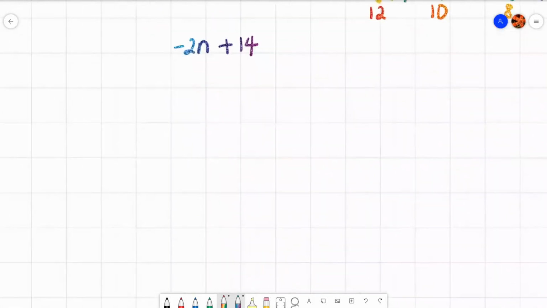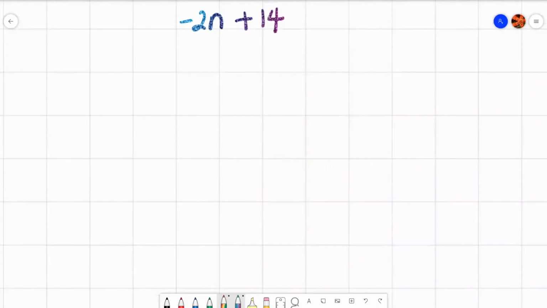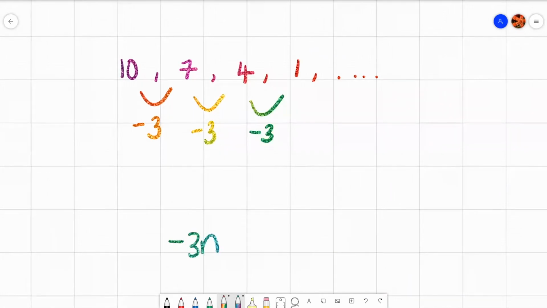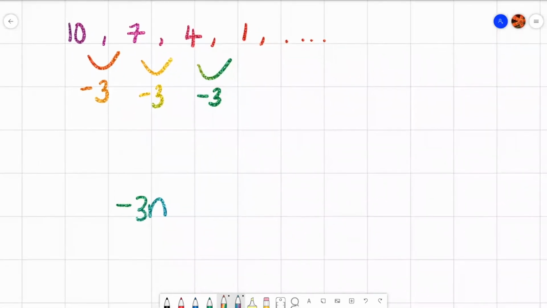Let's have a look at another negative example then. Let's do this time 10, 7, 4, and 1, and so on. Okay, how do I get from 10 to 7? I subtract 3. 7 to 4, subtract 3. 4 to 1, subtract 3. Because it's subtract 3, my sequence is minus 3n. That's not the minus 3 times table though, is it? So let's write down the minus 3 times table. Minus 3, minus 6, minus 9. But my numbers are 10, 7, and 4.